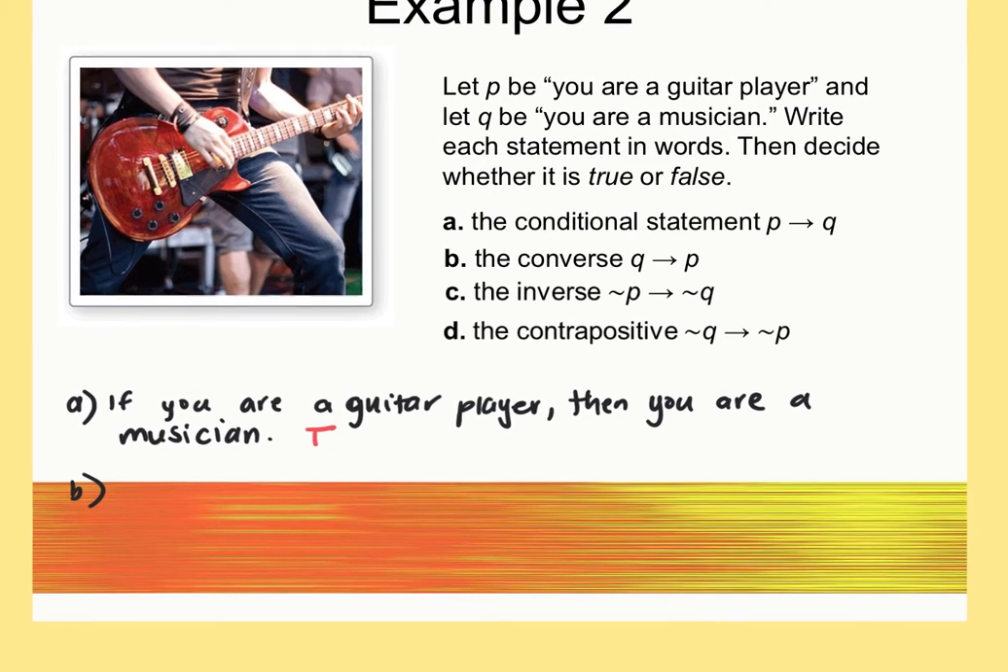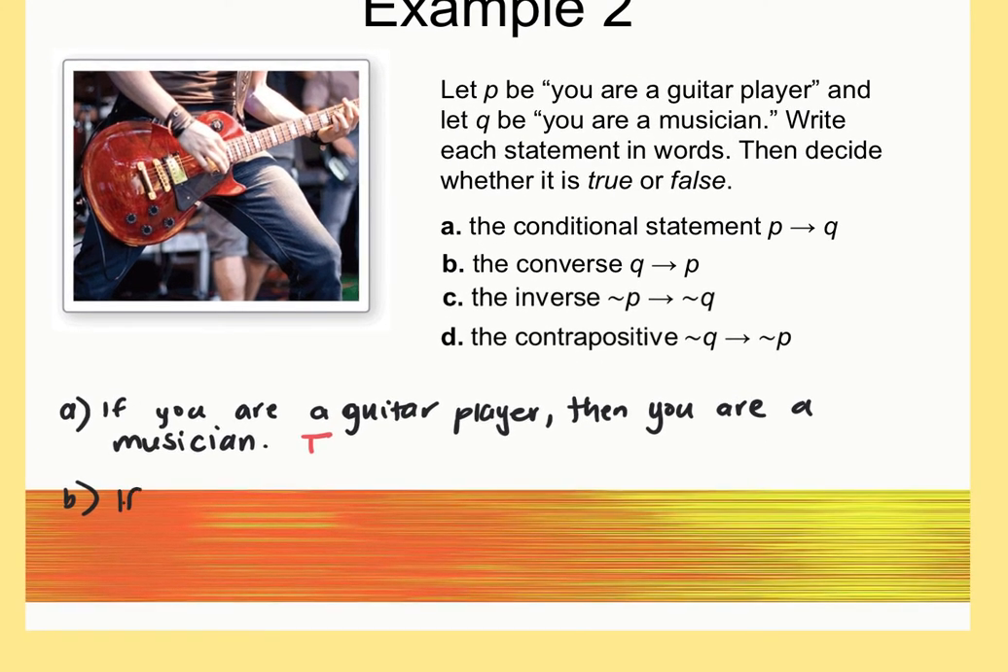B would be? If you're a musician, then you play guitar. Good. If you are a musician, then you play guitar. Is that true or false? False.